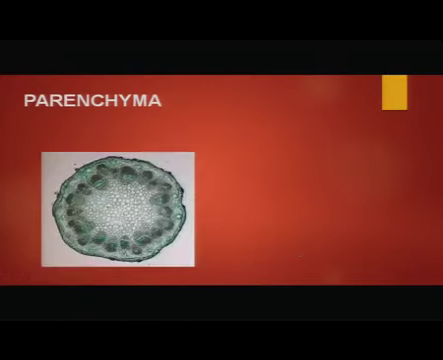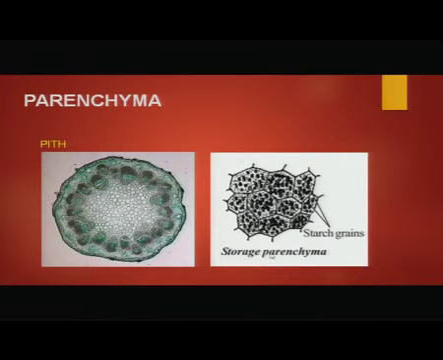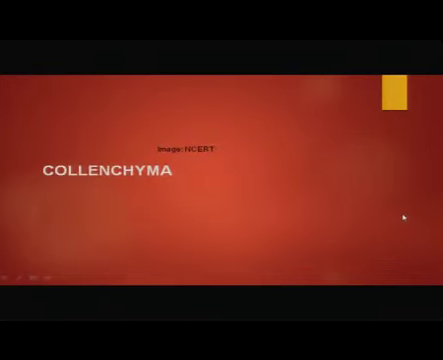Moving on, as I had said, this forms the filler tissue. So, here is a TS of the stem, and you can see the central part of the stem, that is known as the pith. It is largely made up of parenchymatous cells. Then some parenchymatous cells are also specialized for storage. Here you can see the starch grains being stored in the parenchyma.